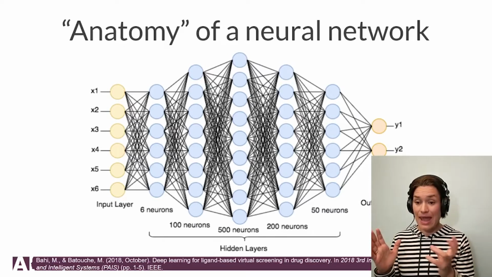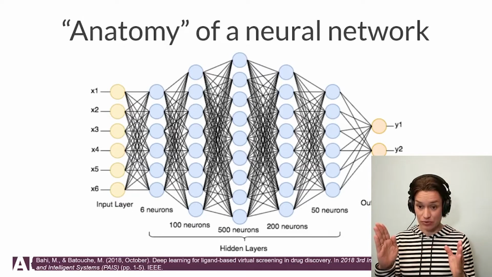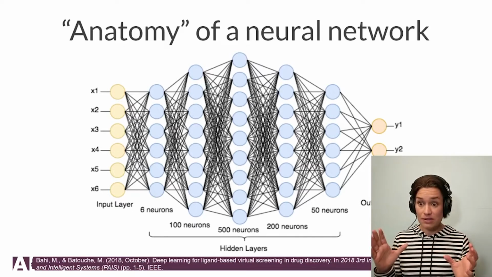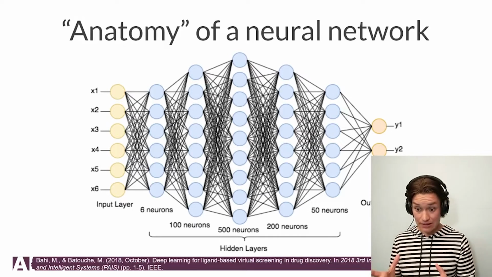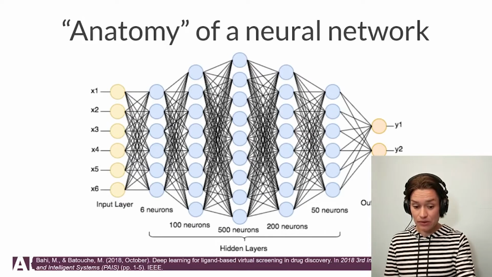And this error, the measure of error between our annotations and what it is producing, is called the loss function. And we want to minimize this loss function. We want to have it as small as possible. And that's what's happening in a neural network.